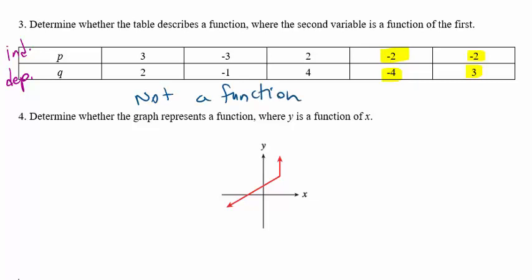If you're given a graph, the easiest way is to use the vertical line test. And so if you draw a vertical line anywhere on the graph of a relation, it should only intersect the graph one time in order for it to be a function. And we see this vertical line intersects the given graph in multiple places. So this is also not a function.